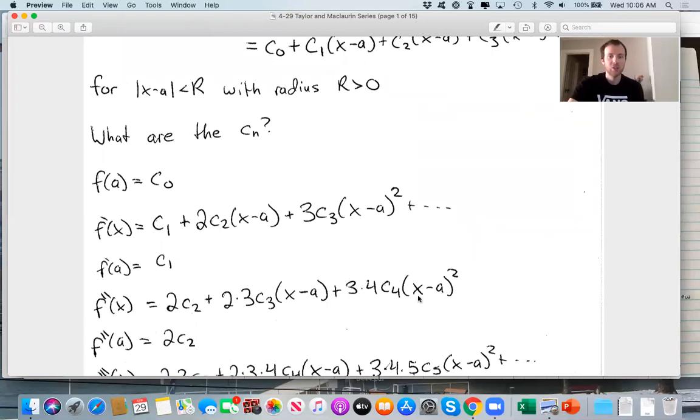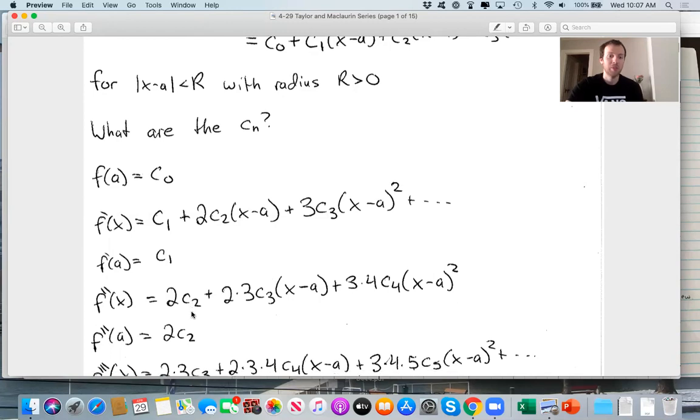So if we take the second derivative, this c1 goes away. In the second term, we're left with just 2 c2. Here, the 2 comes down. The new exponent is 1. The term that we didn't write was 4 c4 times x minus a cubed. Applying the power rule to that, the 3 comes down. The new exponent is 2. Same move, if we put in x equals a, every term is gone except for 2 times c2.